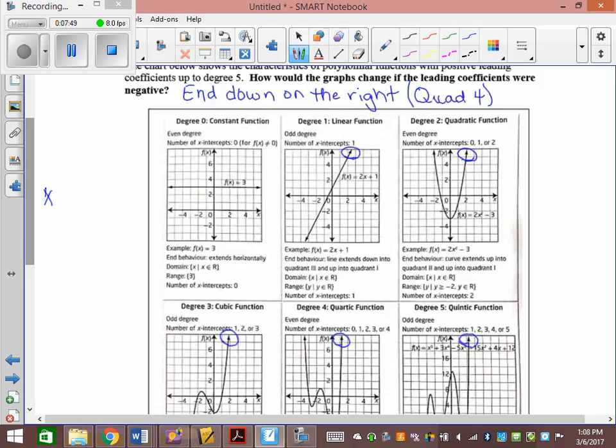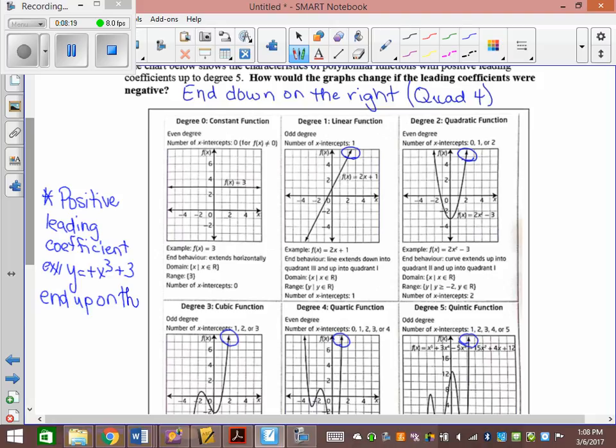So what do you need to know? If you have a positive leading coefficient, so an example would be y equals positive x cubed plus 3, you're going to end up on the right. So it ends up on the right.